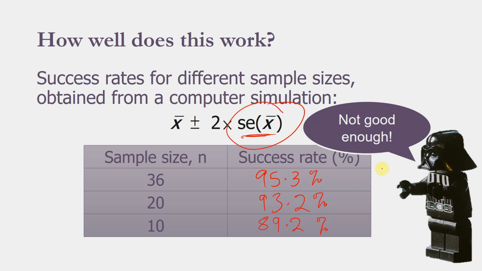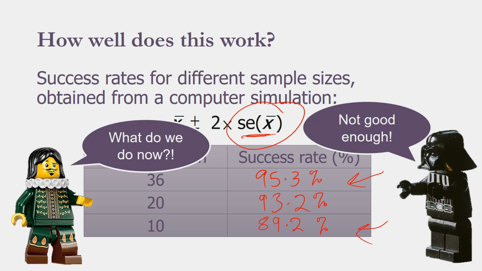So a success rate of 95.3%, that's about what we had for our bootstrap confidence interval, and that's pretty good. We're actually totally fine with that. But as we go down for small samples, it's really dropping too low. And a sample size of 10, that's really not good enough. You're wrong 10% of the time, or you haven't caught the population parameter 10% of the time.